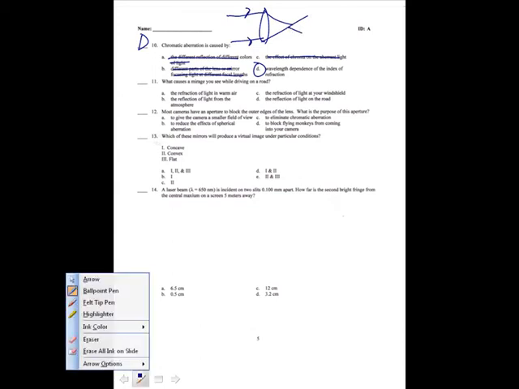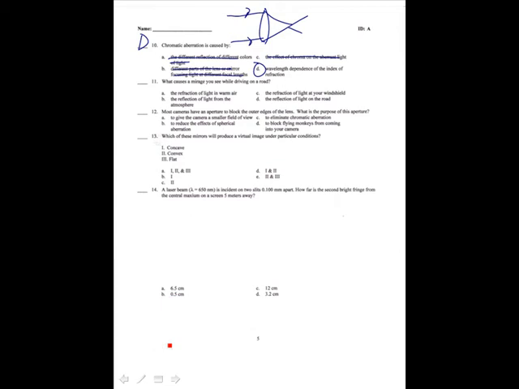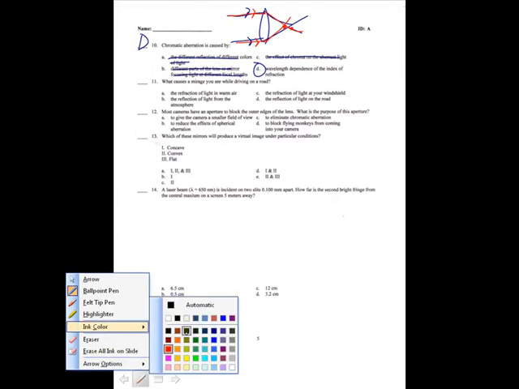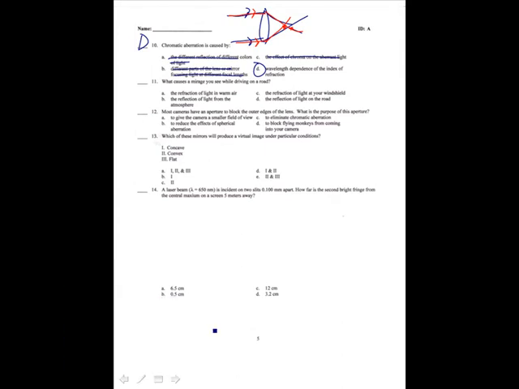Chromatic aberration, if you have blue light that comes in, it focuses at a certain point. Then, if you have red light that comes in, it's going to focus at a slightly different point, because the index of refraction for those particular colors is different for a given material. So it's wavelength dependent on the index of refraction.